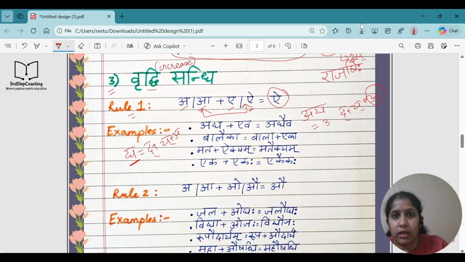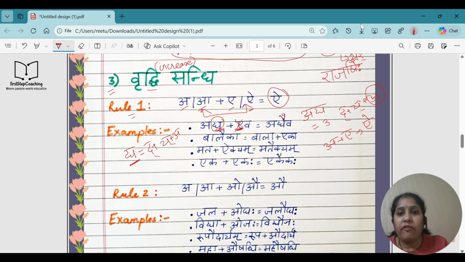Correct? It is ending with the a, and it is starting with a. So a and a together will make bada a. Bada a means you have to put bade a ki matra. And where will the bade a ki matra come? On the top of this letter only, because this is going to disappear. Correct? So it will become adyaiv. Dya ke upar bade ki matra and va. So it became adyaiv. Fine.